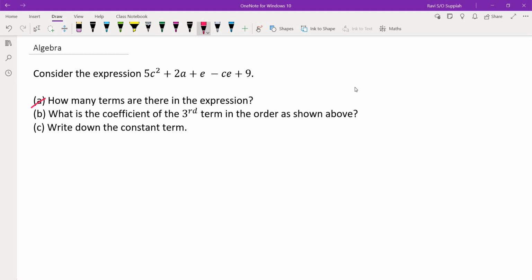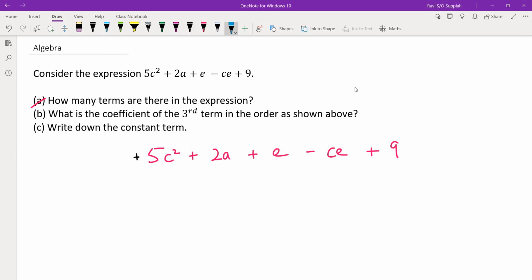All right, so let's look at this expression. Let me rewrite it here. 5c squared plus 2a plus e minus ce plus 9. One of the good practices to have is always to group the term together with the sign. So even though there is no sign for the first term, you know that by default, if you don't specify a sign, it is actually a positive sign.